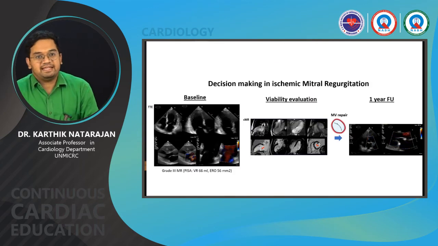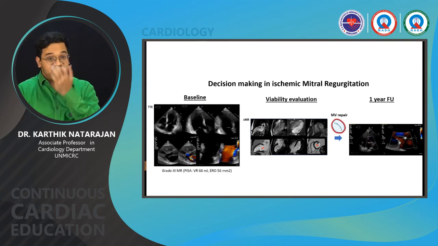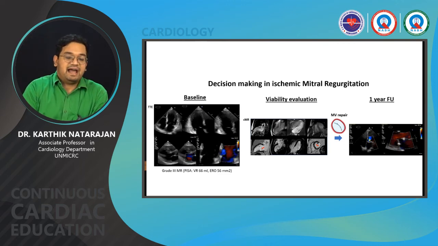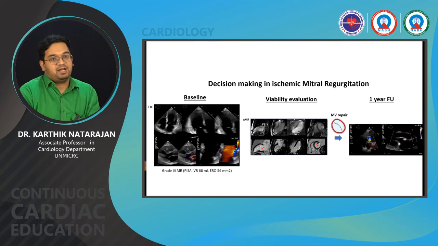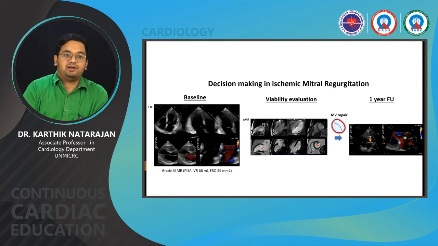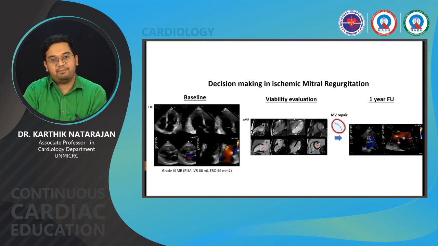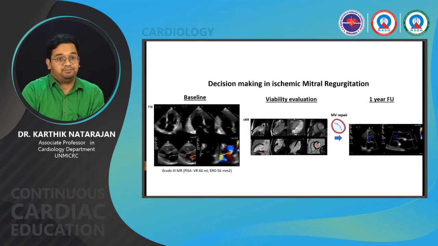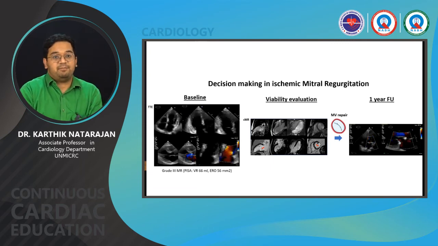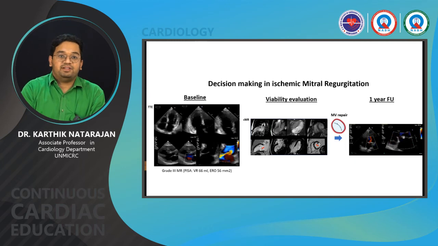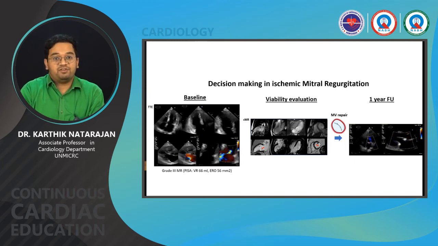This is again a good case. This patient underwent a PCI to the circumflex for an inferior wall MI and had moderate to severe MR at that time. But post PCI, the patient got admitted twice or thrice with severe MR with symptoms of heart failure. You can see that there is very severe MR, grade 3 with an ERO of 56.